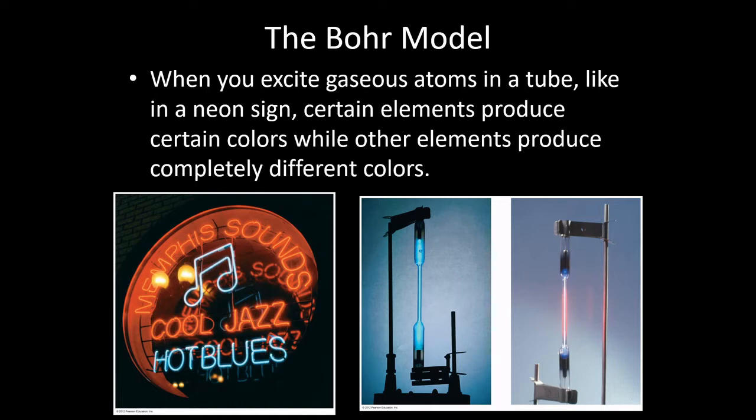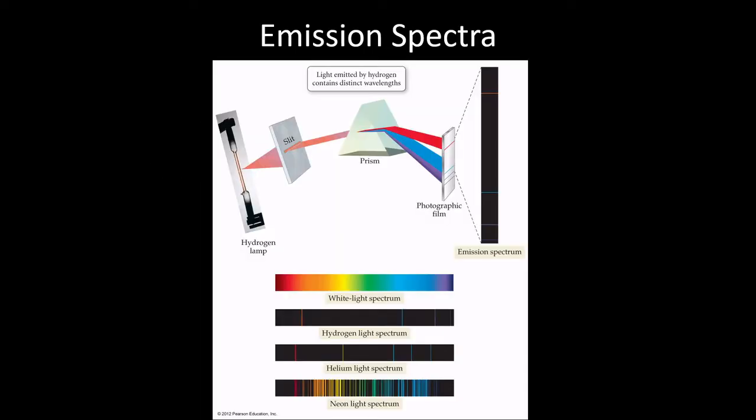Mercury gives off a bluish color light. Helium is kind of a peachy color. These different gases give off different colors of light. So this was known to occur for a while, but people didn't really know why for a long time. And so when people were investigating this, they split the light up into its individual wavelengths. So they looked at the spectra, that's what we would call it, for these lights.